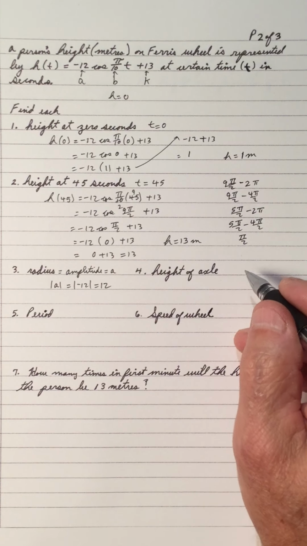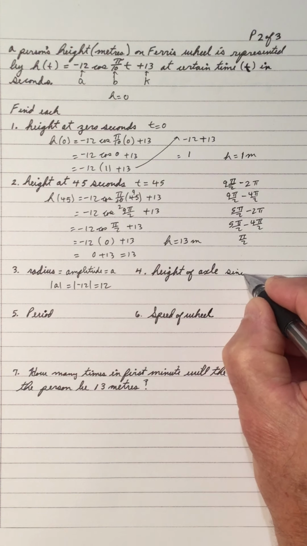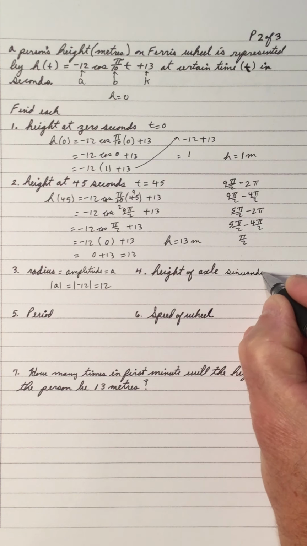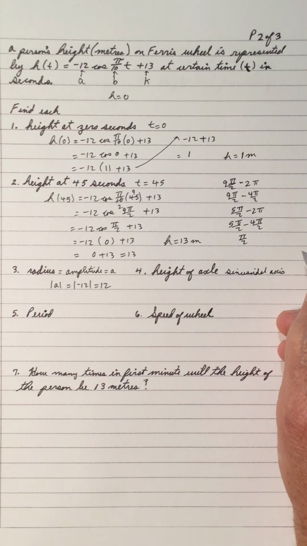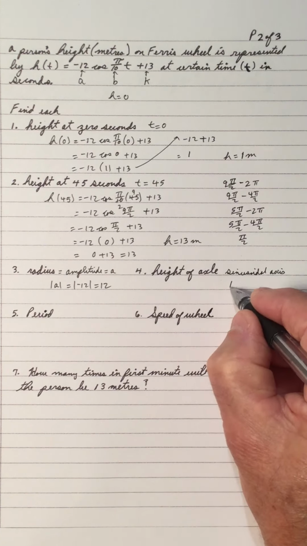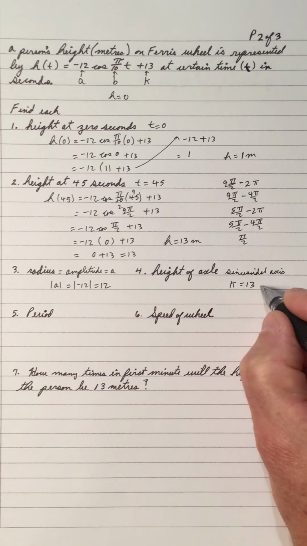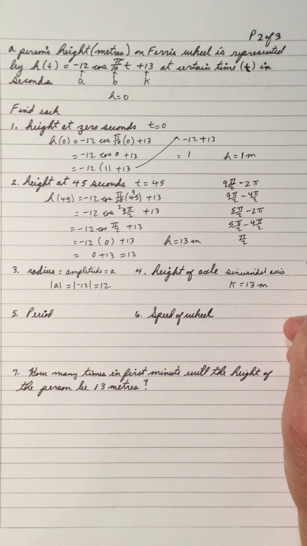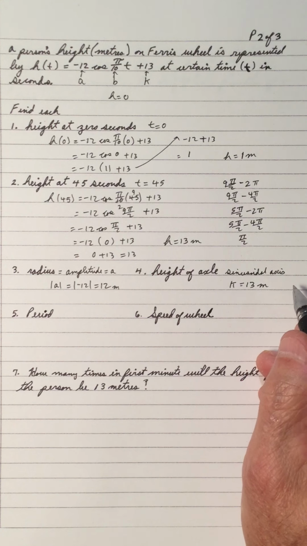And the height of the axle, well, that's the same as the sinusoidal axis. And the sinusoidal axis is the K, and the K is 13. So the height of the axis is 13 meters. And the radius is 12 meters.